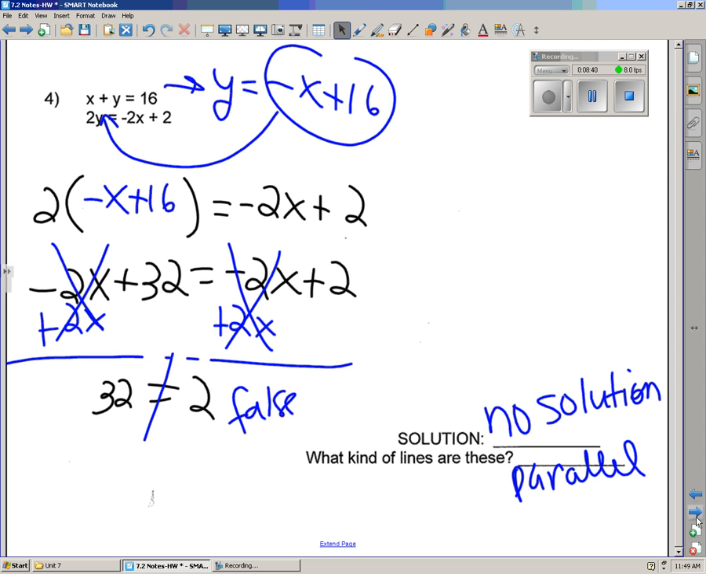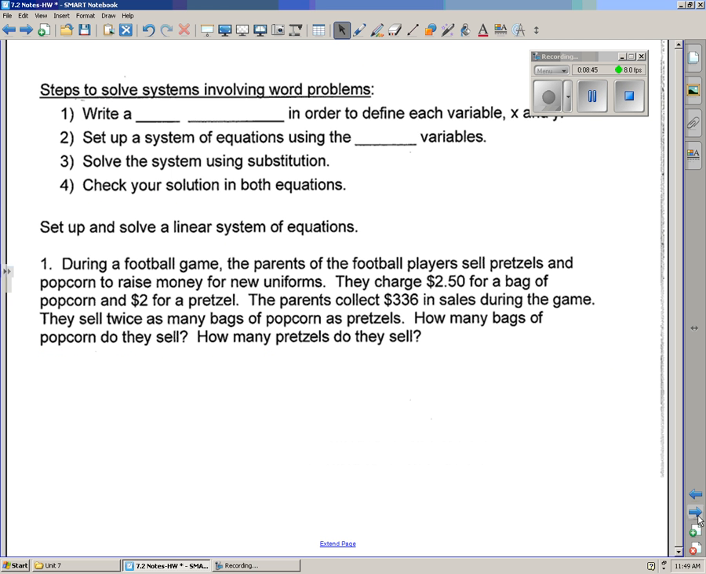Okay, so there are some word problems associated with this as well. If you want to set up a system involving word problems, you need to write a let statement in order to define each variable x and y, set up a system of equations using those two variables, solve it by substitution, and check your solution.